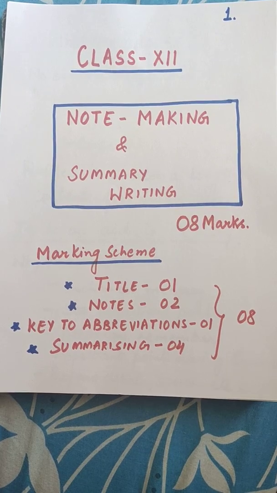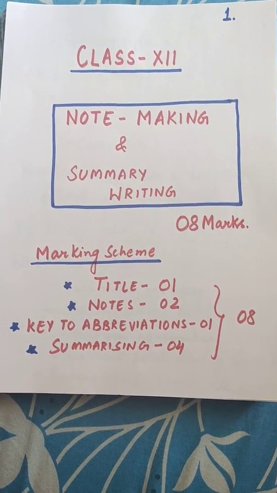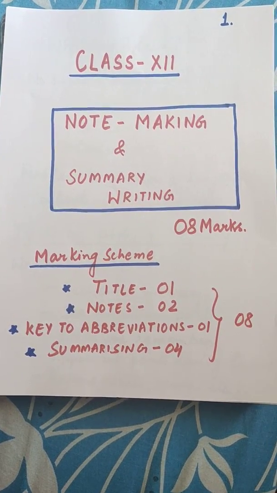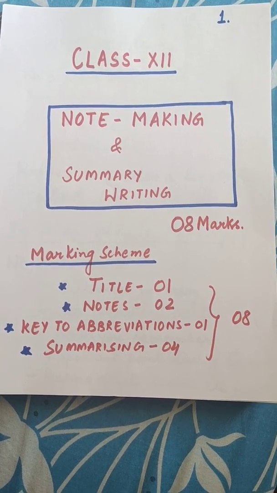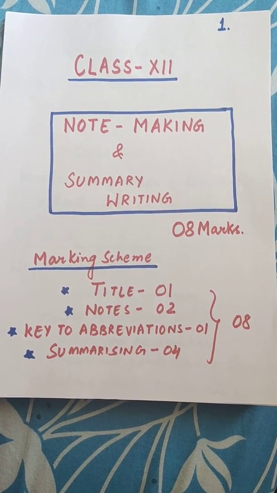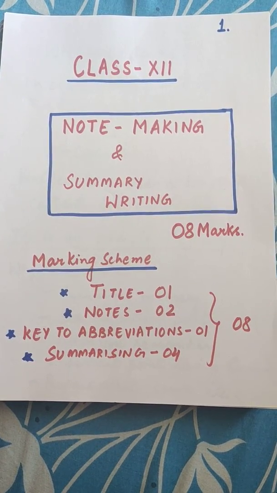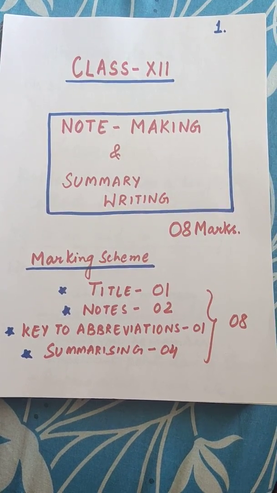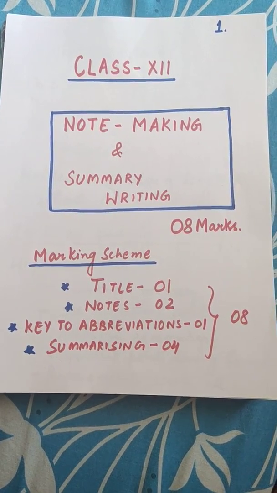The marking scheme is: the title is going to fetch you 1 mark. Notes that you are going to make from that passage will give you 2 marks. You have to use certain abbreviations in the notes only, and then later you are going to provide a key for those abbreviations used. It is going to give you 1 mark, and summary writing of the passage is going to fetch you 4 marks in turn, and the total comes out to be 8. And it's a very important compulsory question of class 12.